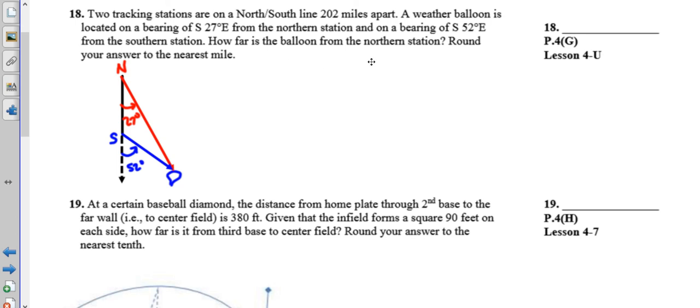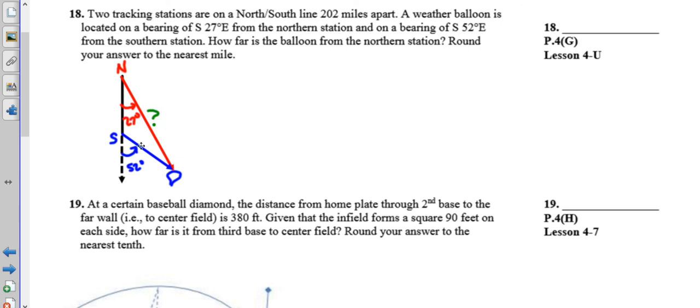Now, how far is the balloon from the northern station? So I'm saying, how far is this value there? That's what I'm going to try to find. And I'm not going to label it as an X or a Y or an H because all I simply have is a Y. I don't really have an X. This would be the longest side, so we could call it an H, but I'm just going to do it this way.